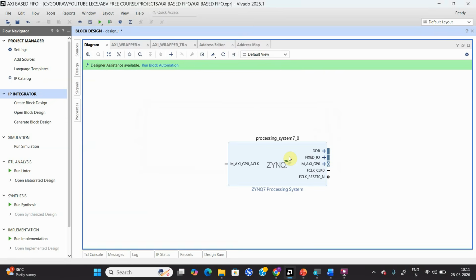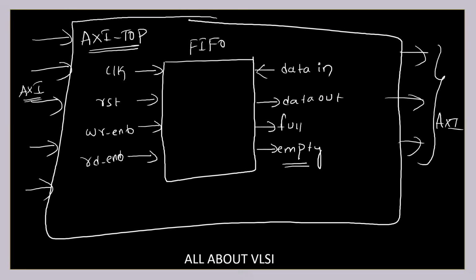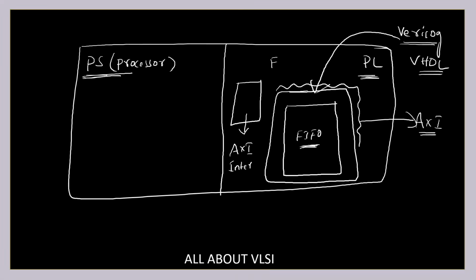Why am I going to add this IP? Because if you carefully observe in the block diagram which we have discussed here, this is my processor, and this processor needs to be configured. Before establishing the connection between your processor and your programmable logic, you need to configure your processor. What do I mean by configuring your processor?